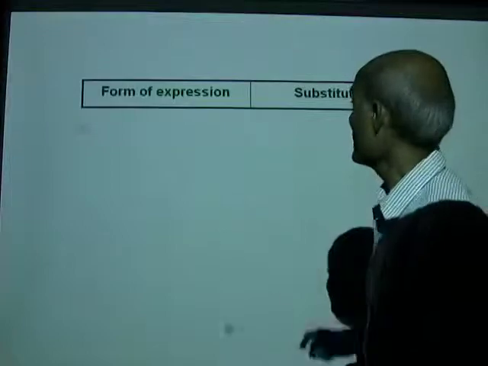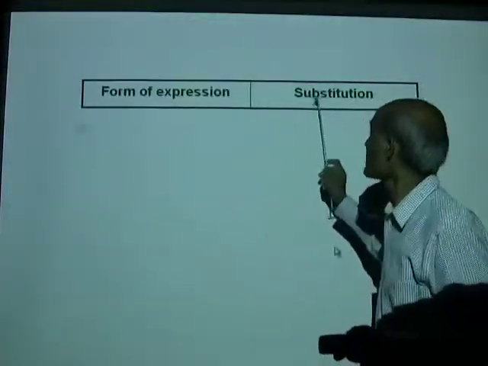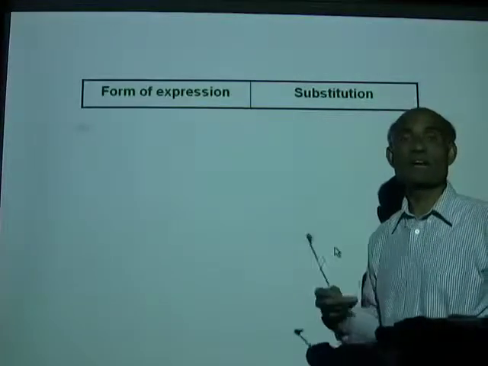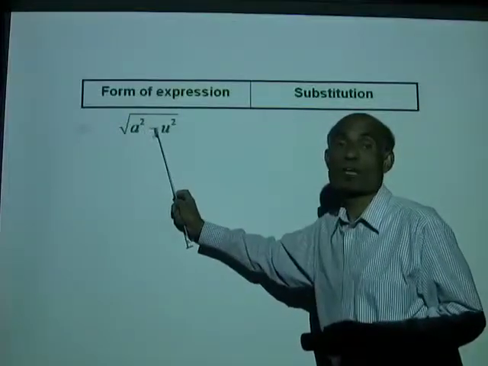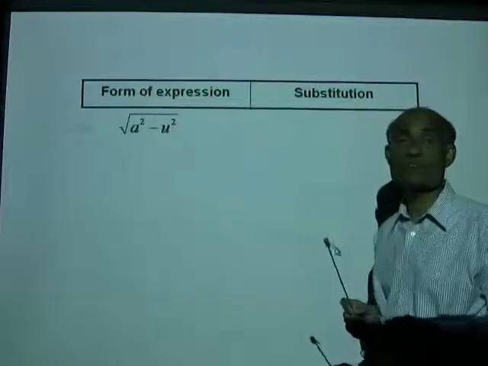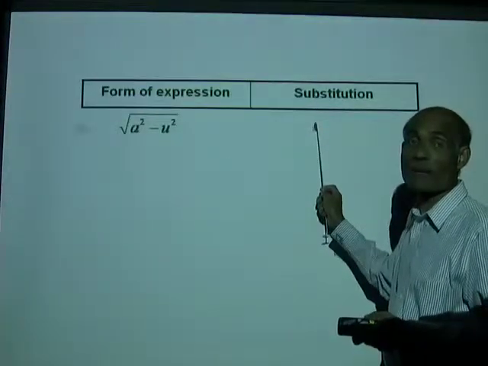Alright, now let's summarize this: the form of the expression and the substitution that you will make. You need to learn this and be very careful in your substitution. For the form of the expression square root of a squared minus u squared, what is the substitution we make?